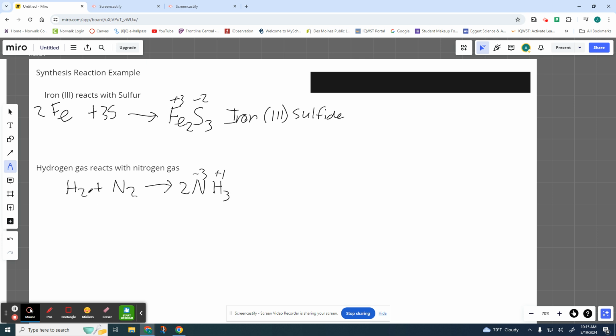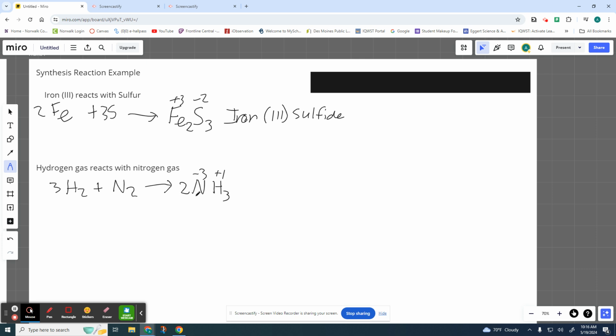So now you have to think about some kind of common multiplier here that they both end up in, some kind of common factor of 6. And that makes this an easy fix by putting a 3 out front of the hydrogen. Now we have 6 hydrogen on the reactant side and 6 hydrogen on the product side. So now it's fully charge balanced and mass balanced.